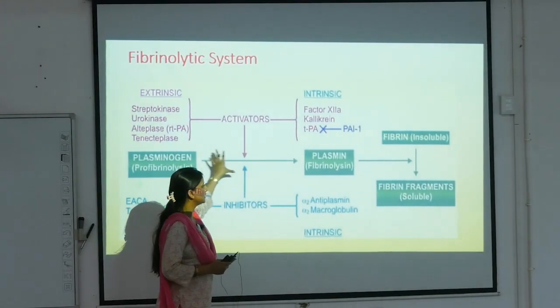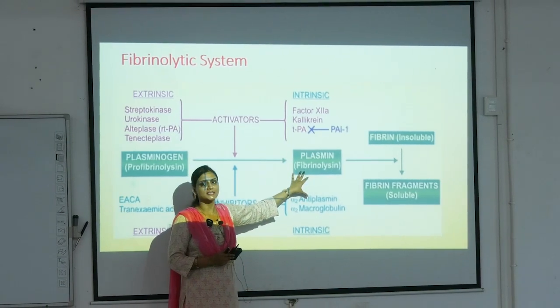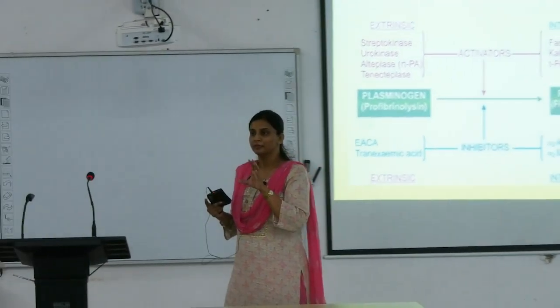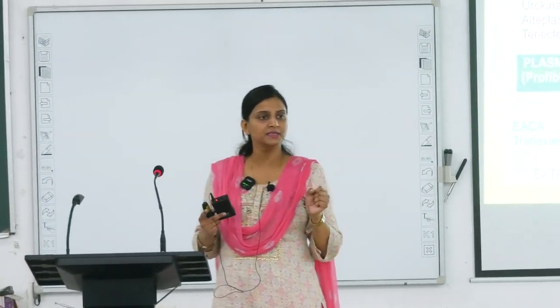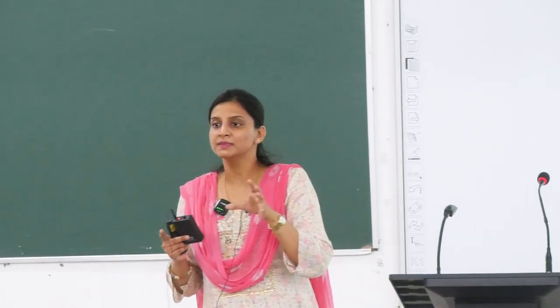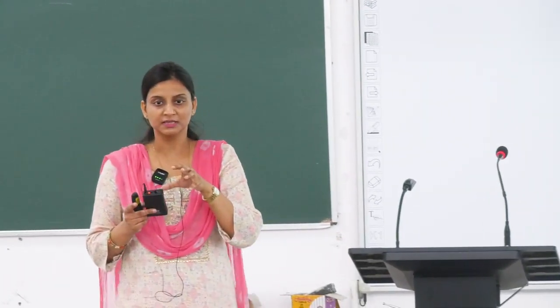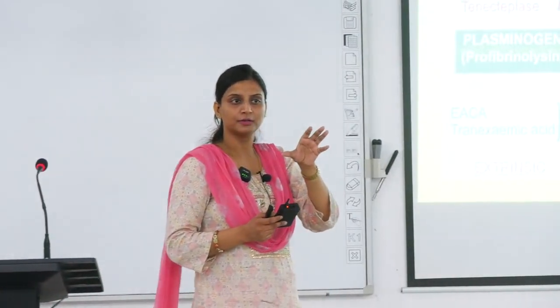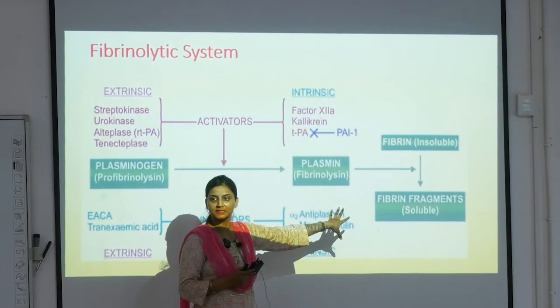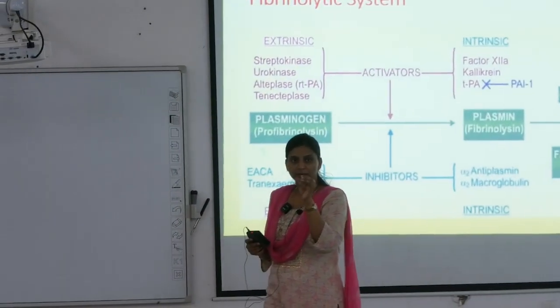It is getting activated to form plasmin. This plasmin is responsible for the breakdown of blood clots. When there is a vessel injury, what happens? There is vasoconstriction. Within seconds, the platelets aggregate. On that platelet plug, there is fibrin deposition, so a thrombus or plug is formed. When you want to break that, you have to make that insoluble fibrin into fibrin fragments, so that the thrombus that is formed breaks up.